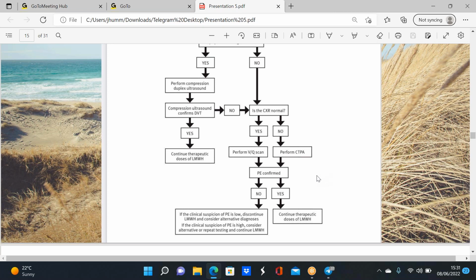And if the X-ray is not normal, then perform the CTPA. Once pulmonary embolism is confirmed, you have to check: if it is confirmed, continue with the therapeutic dose of low molecular weight heparin. If it is not confirmed in any of the scans and clinical suspicion is low, you can discontinue low molecular weight heparin and consider an alternative diagnosis. Okay. If the clinical suspicion is high, you have to consider alternative or repeat testing and continue low molecular weight heparin. Okay, so this chart is very important.